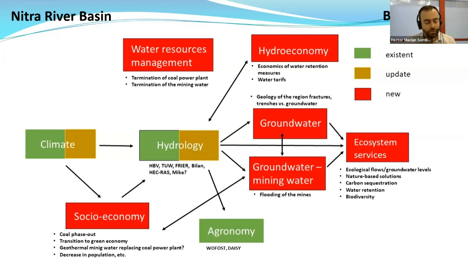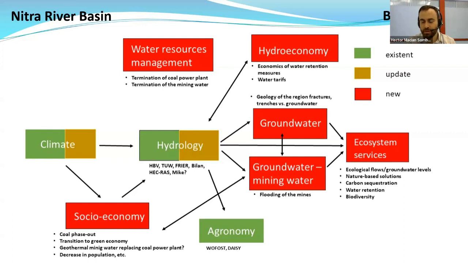And then for the Nitra River Basin, we will develop new models associated with these ones, which can be divided into 4 different models. First of all, a water resource management model, in particular targeting the decommissioning of a coal power plant located in the area, and also the stop of using water for mining. Then a groundwater model to be able to reproduce the geology of the region and also how this groundwater interacts with surface water.